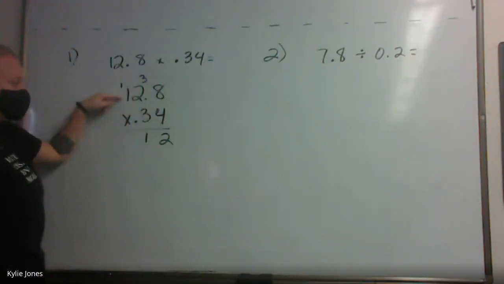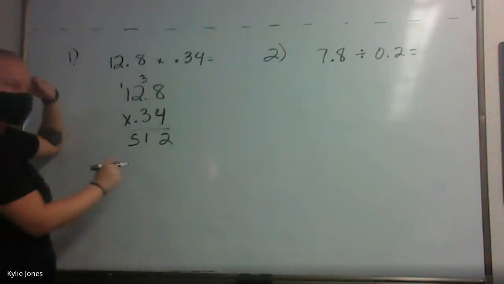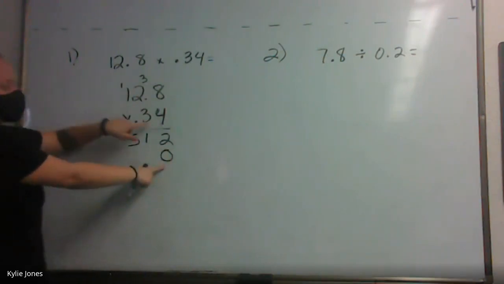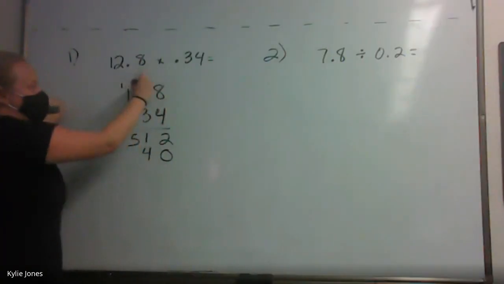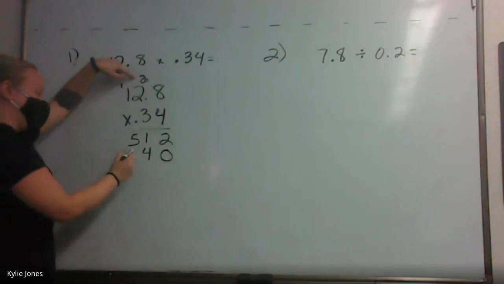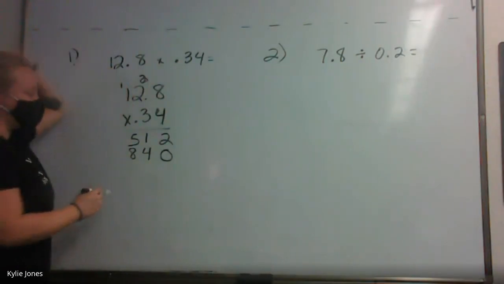Now we have 4 times 1 plus 1. 5. Okay, well, then we need our placeholder 0 because we're multiplying by our second number. Now we have 3 times 8. 24, carry your 2. 3 times 2 is 6, plus 2 is 8. And then 3 times 1 is 3.